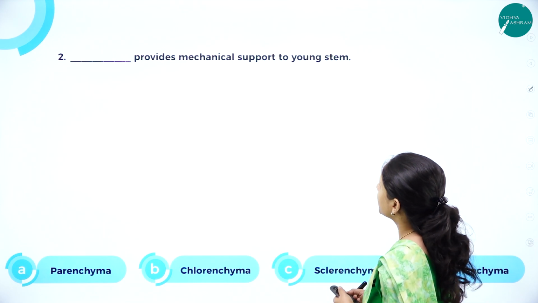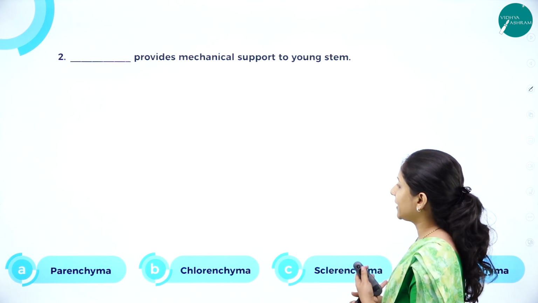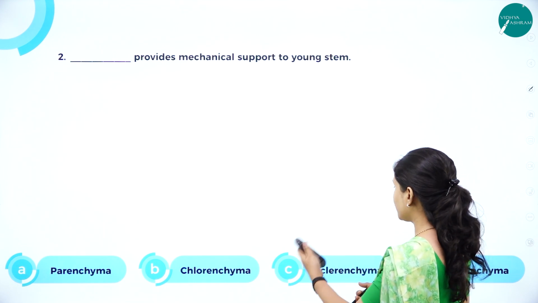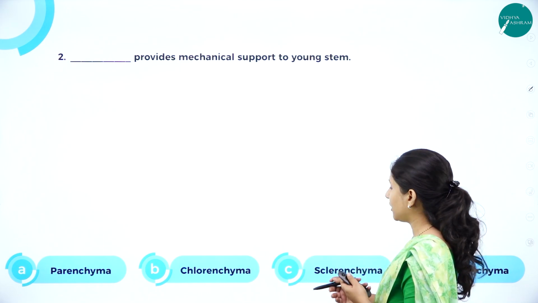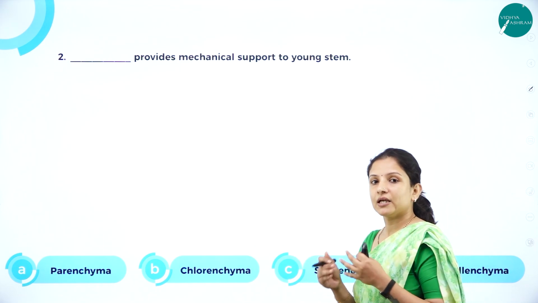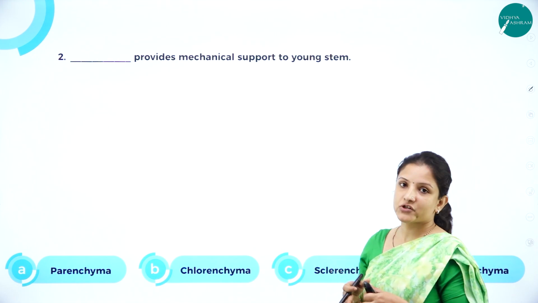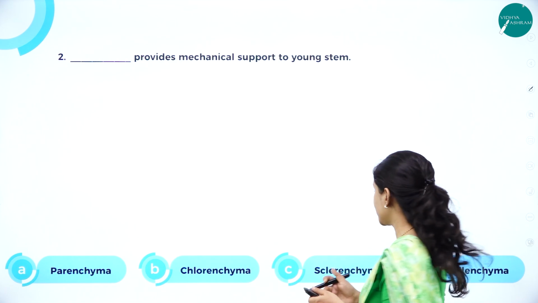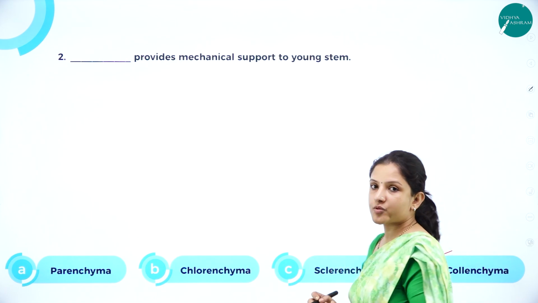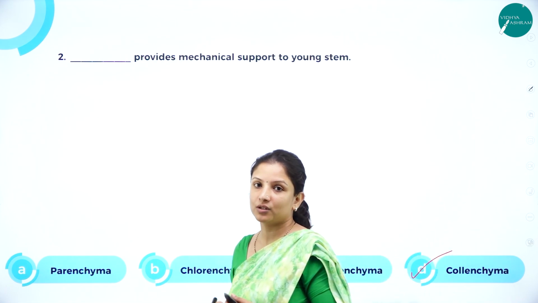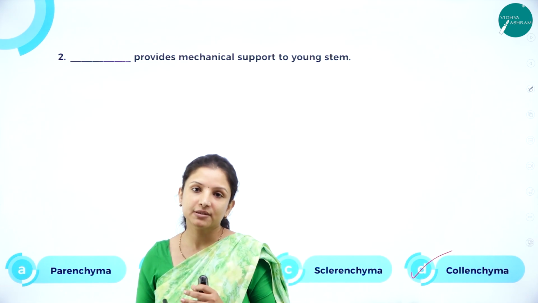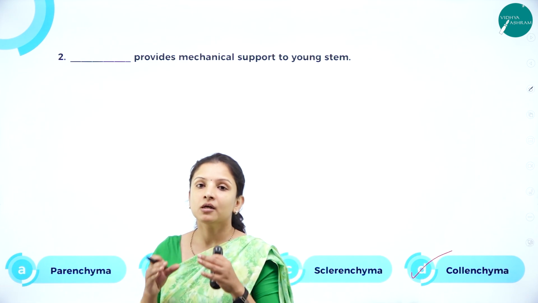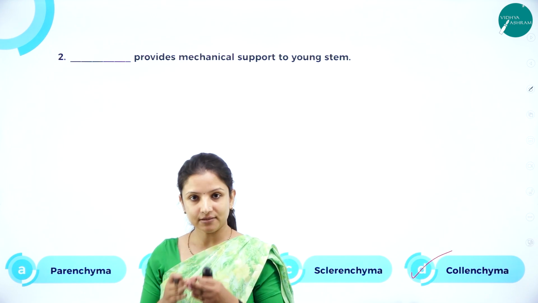Next, dash provides mechanical support to young stem. Is it parenchyma, chlorenchyma, sclerenchyma or collenchyma? So here in the young stem, that is, mechanical support to the young dicot stem is usually provided by the collenchyma. So option D is the right answer. Here it is collenchyma, because the hypodermis is made up of collenchyma and that region actually provides mechanical support.